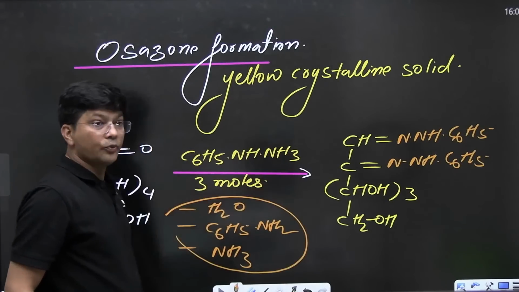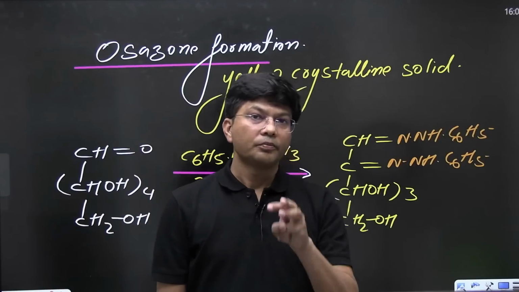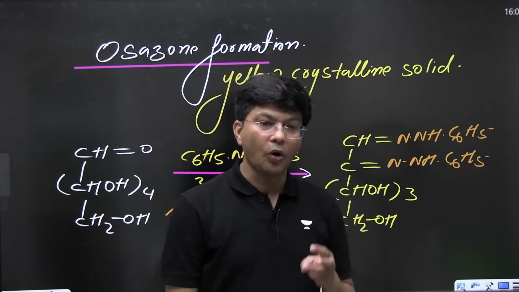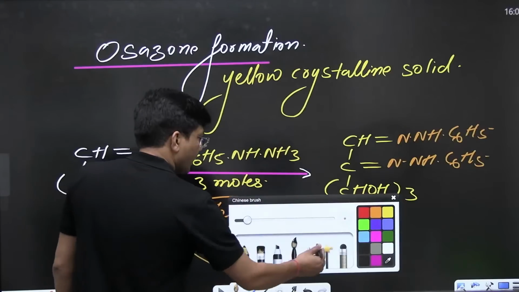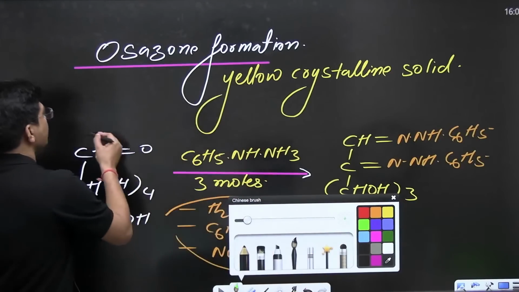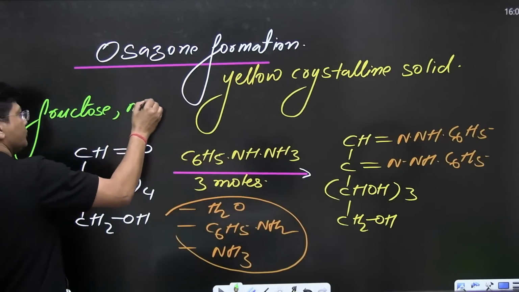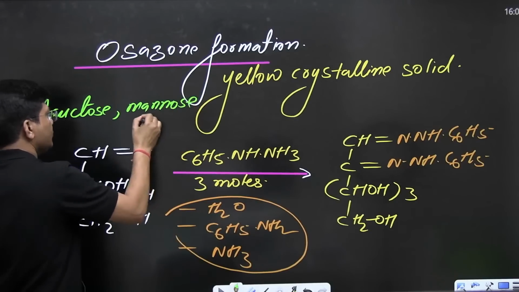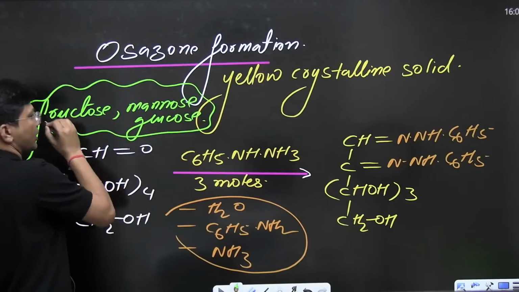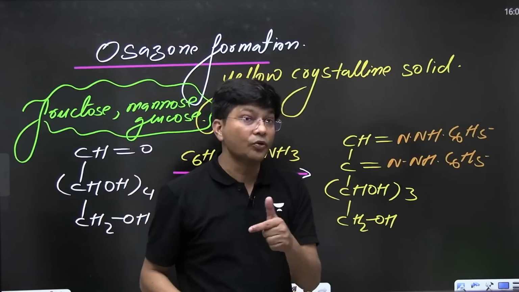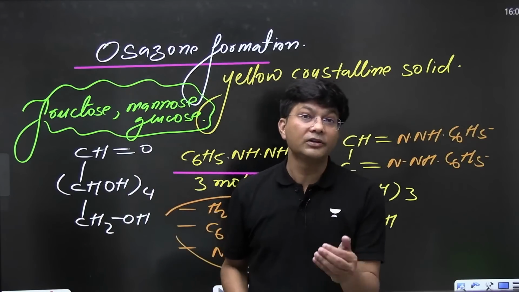And this compound is formed by fructose, mannose as well as glucose. All three compounds form the same compound, whether it is fructose, whether it is mannose, whether it is glucose. All three are going to form the same osazone. In case of glucose, I will say glucosazone. In case of fructose, fructosazone. In case of mannose, mannosazone.